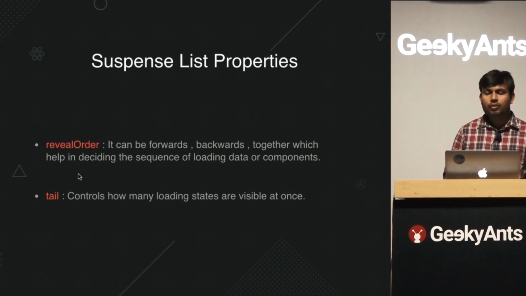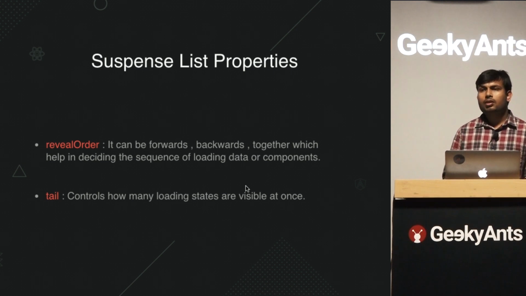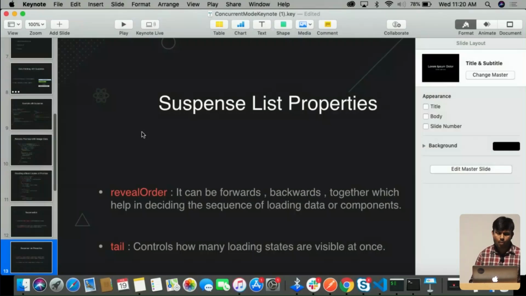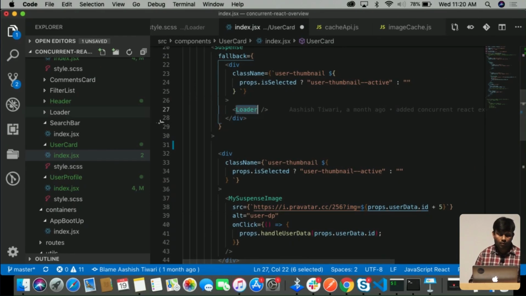So if we make it backwards, our data will wait for the post to get loaded, then all the other data will be loaded. If we make it together, then all the data came together. So let's see, I will change it in the code. Okay.